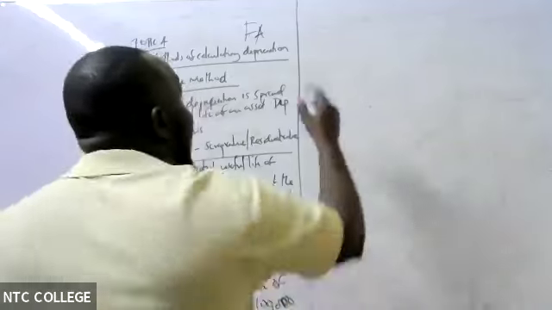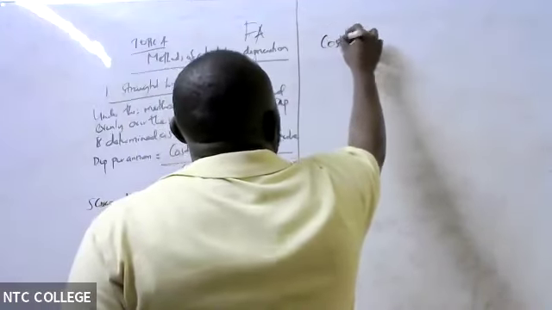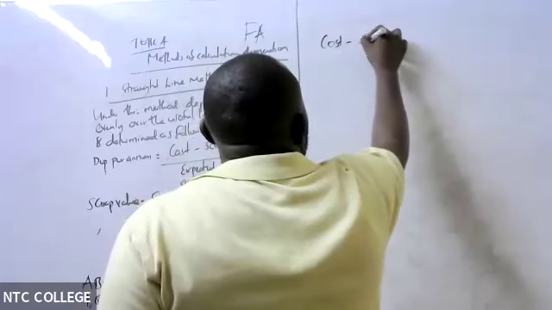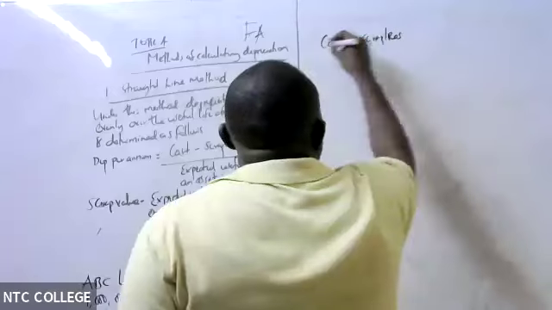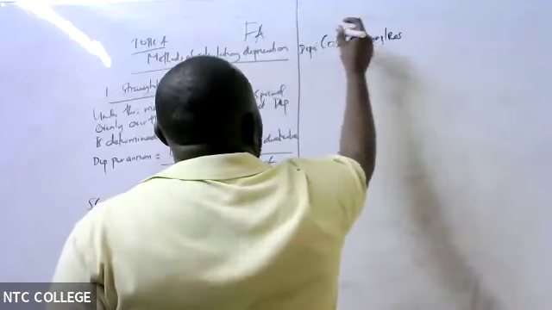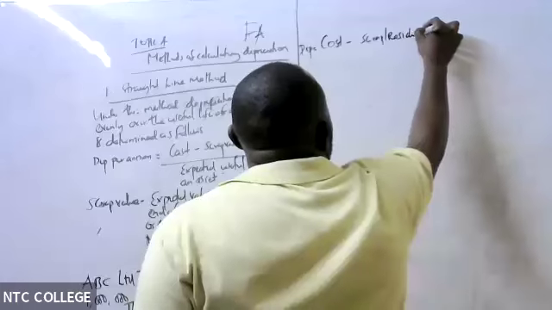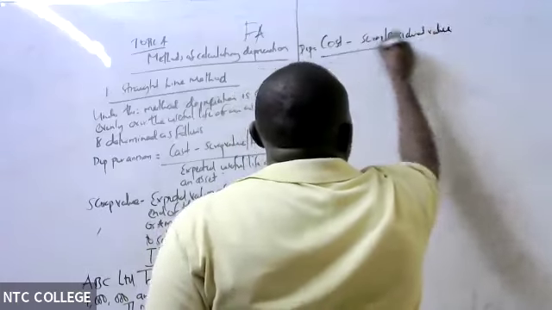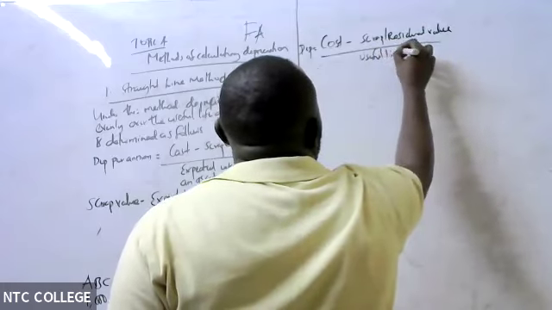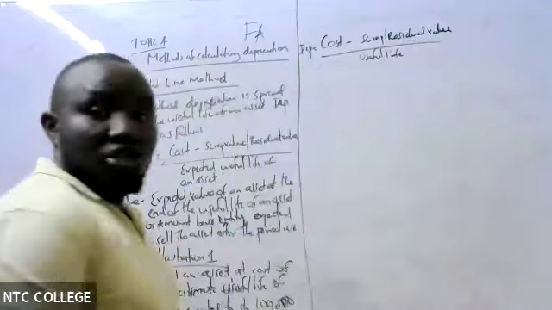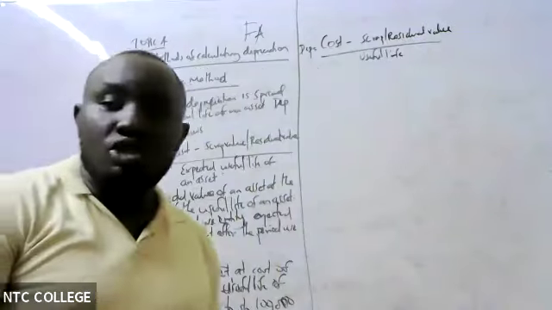So if you're using this altogether, what is the depreciation? Depreciation is basically cost minus scrap, or residual value, over the useful life. So what is the cost? The cost of the asset is how much? 1 million.